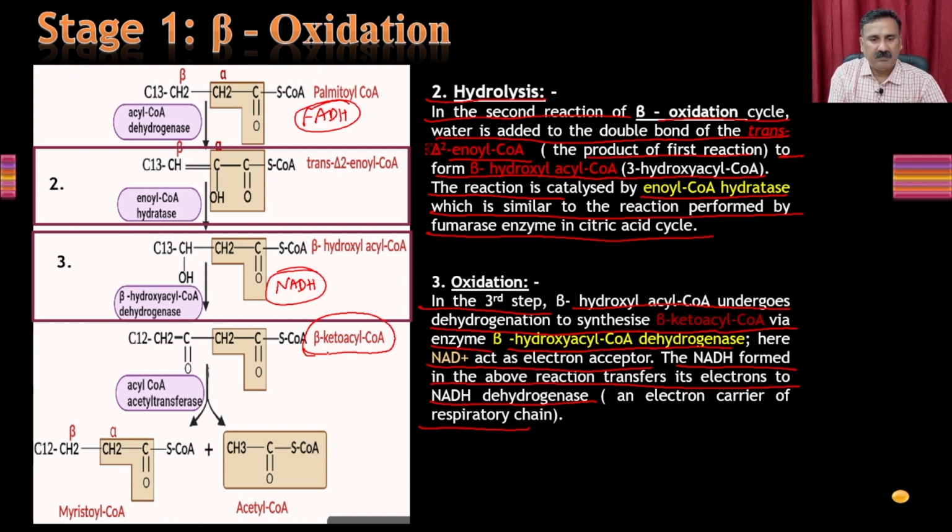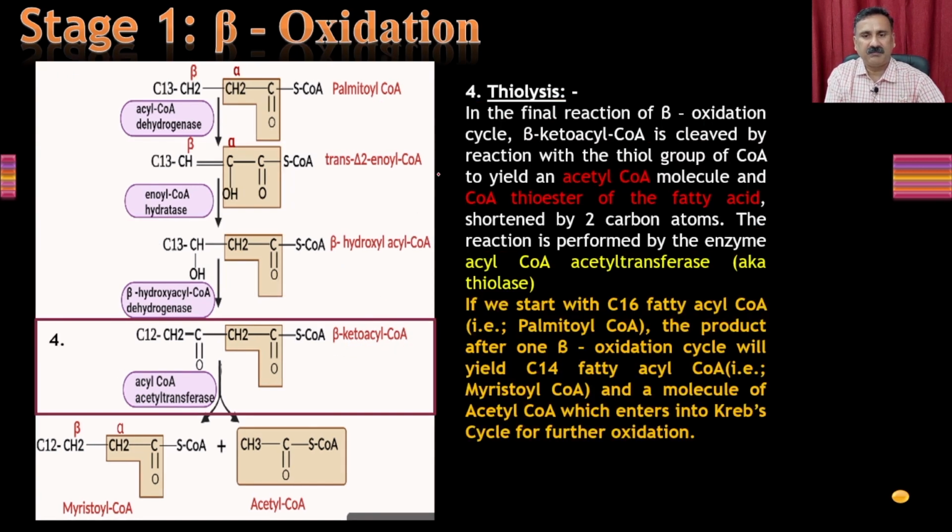Beta-ketoacyl CoA will undergo the next step, which is called thiolysis. In the final reaction of the beta oxidation cycle, the beta-ketoacyl CoA is cleaved by reaction with the thiol group of CoA to yield acetyl CoA. So at this stage, there is a thiolysis, and because of this thiolysis, it forms acetyl CoA and the remaining shortened molecule of the fatty acid.